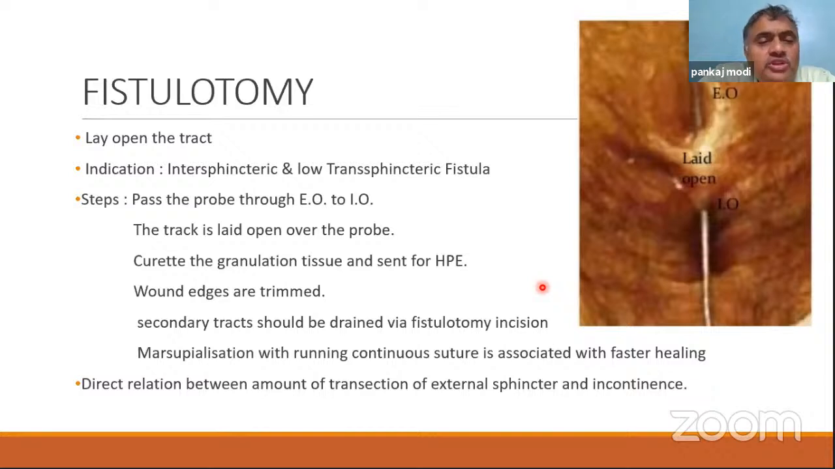One more point. When you are injecting for some time, you should always close the potential site of the internal opening, so the pressure of the dye will find the other side tracks also. However good your probing is, if you do not know the internal opening, you may miss it and the recurrence rate increases, or you may create a false passage. Continue. So basically there's a direct relation between the amount of transection of the external sphincter and incontinence.